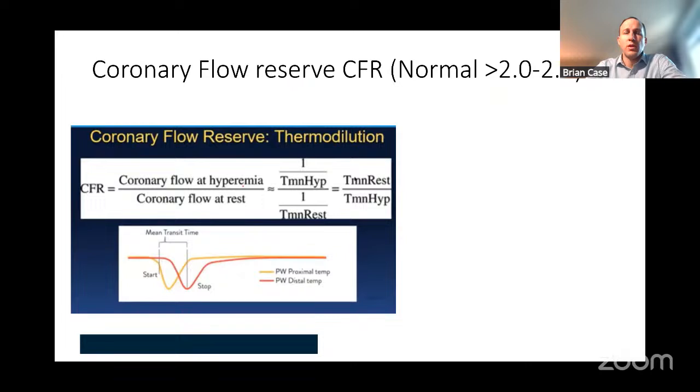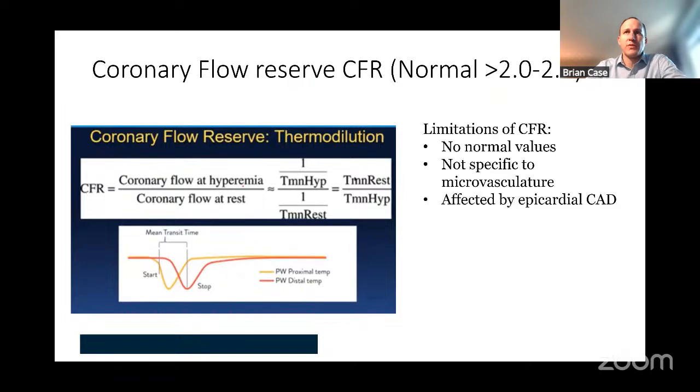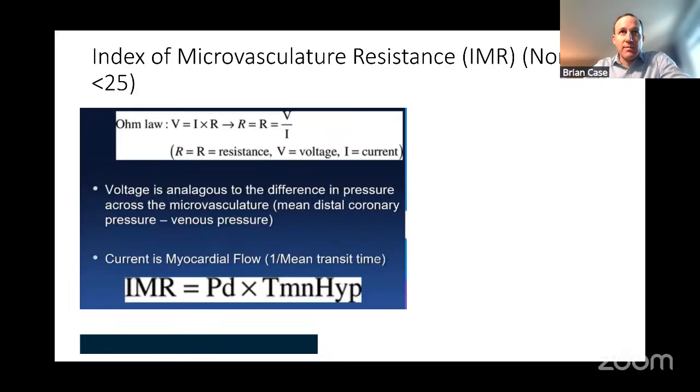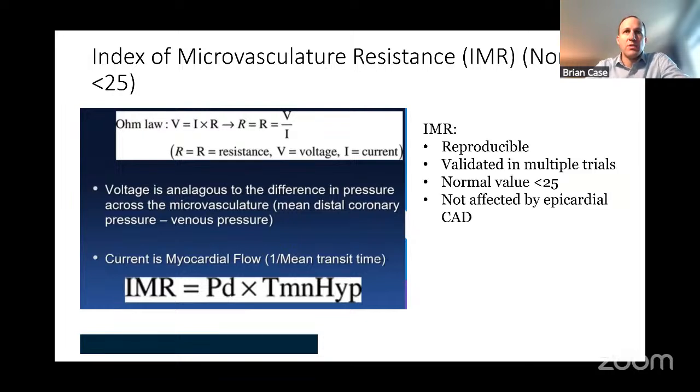Coronary flow reserve. What's normal? For all intents and purposes, we believe 2.5 is normal. So anything less than 2.5 would be abnormal. And then index of microvascular resistance, we consider normal less than 25. So anything above 25 would be abnormal and would be a sign for concerns for increased resistance in your microvasculature.